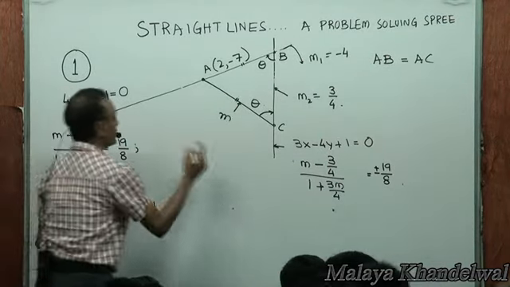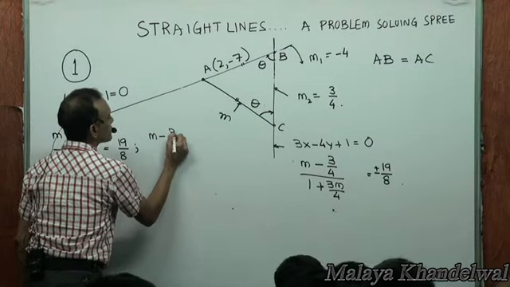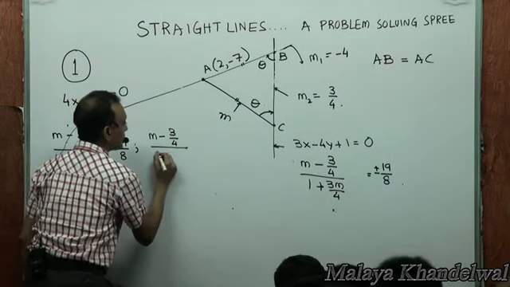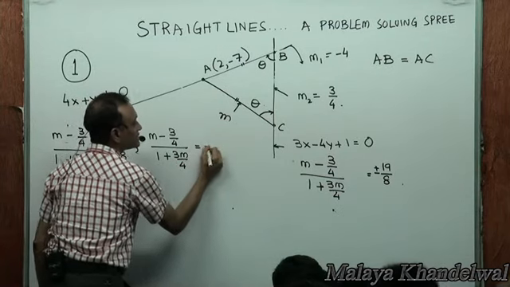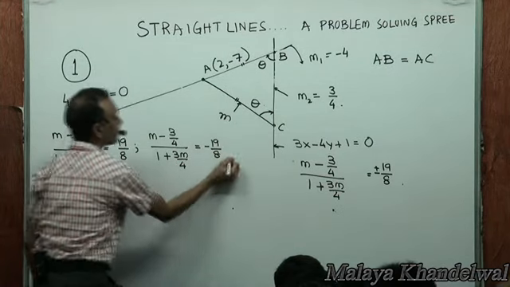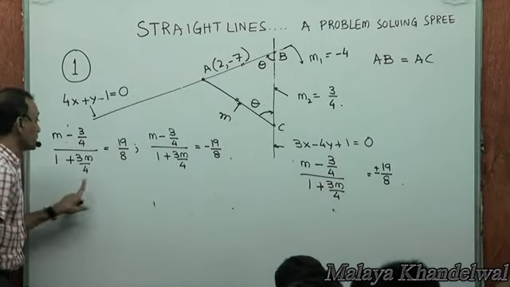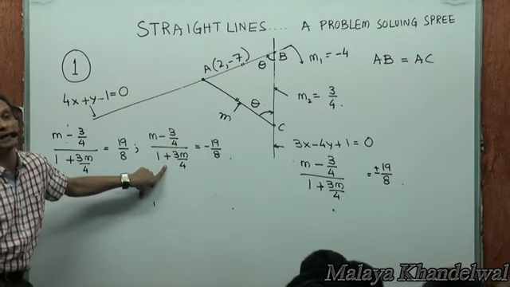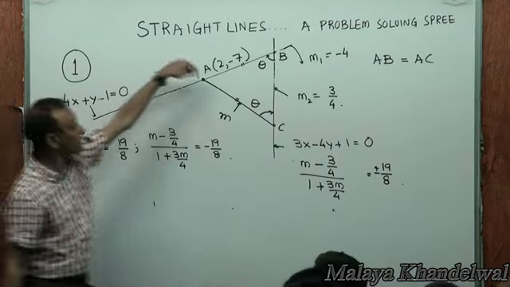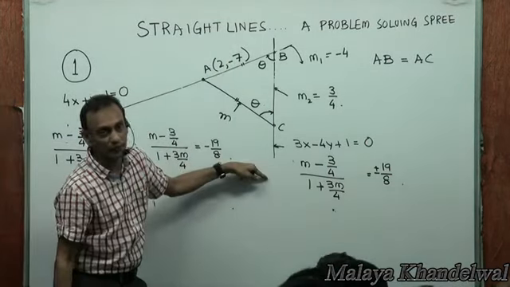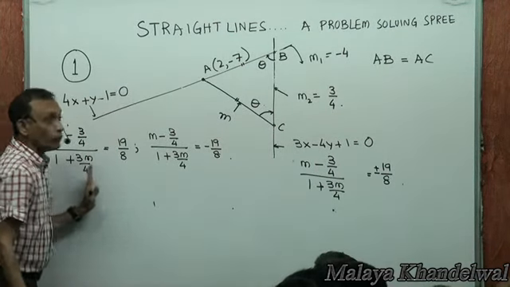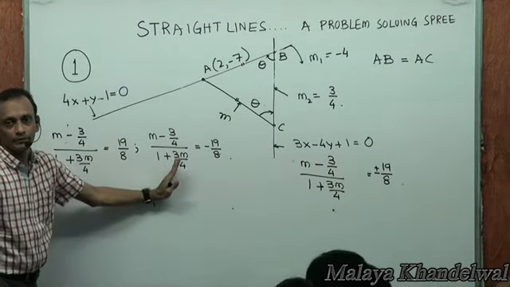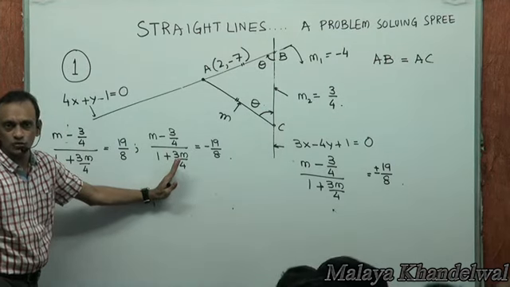And the other possibility is (m minus 3 by 4) divided by (1 plus 3m by 4) equal to minus 19 by 8. Yes or no? Between these two, I can guarantee one must be m equal to minus 4, which will give you this line. I am not seeking this line, I am seeking this line. So what is the other value of m? Have you solved for the two values of m from these two equations?